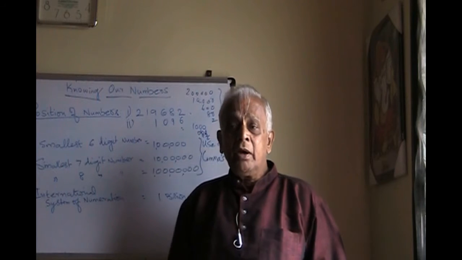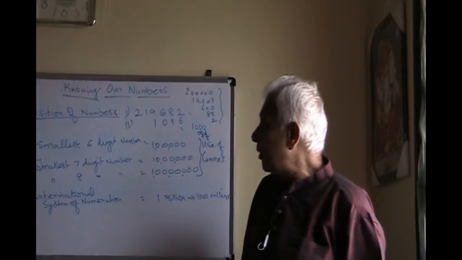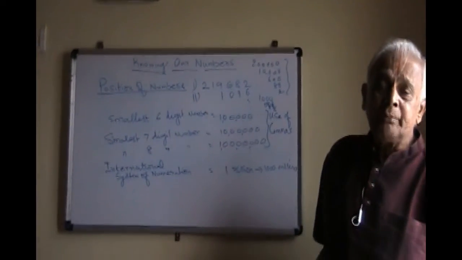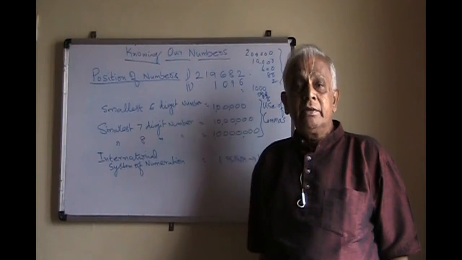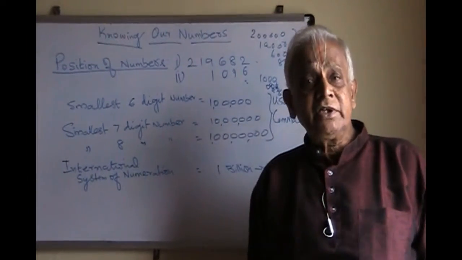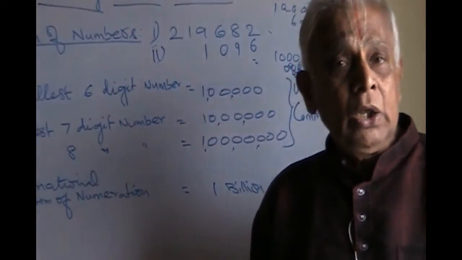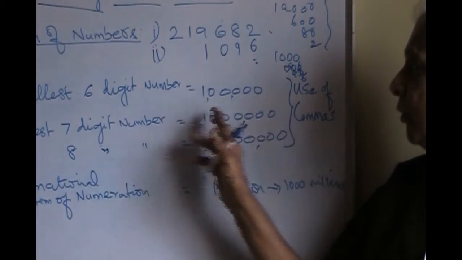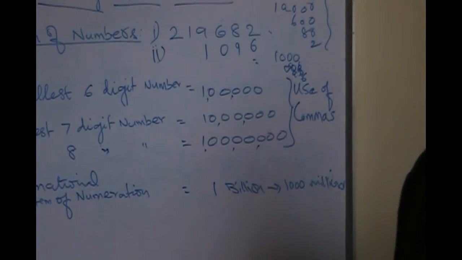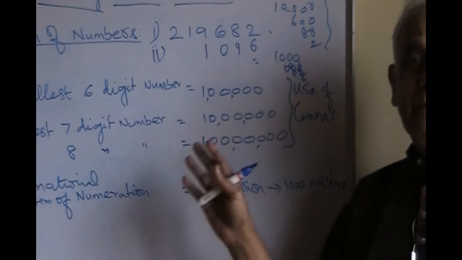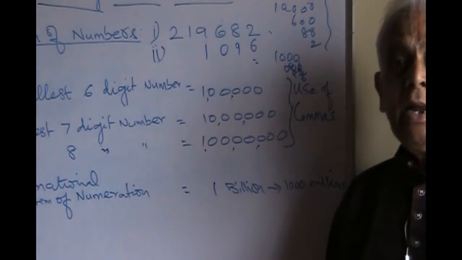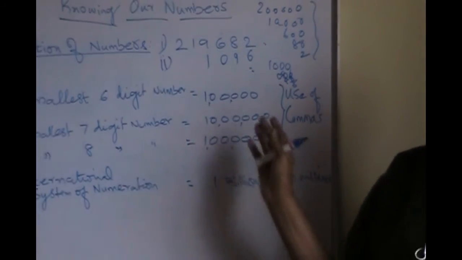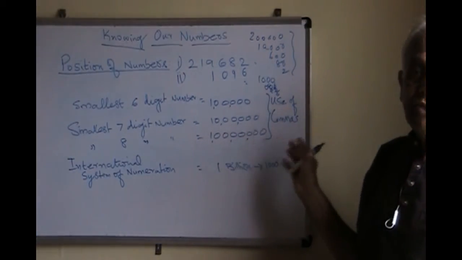Now, the smallest number in the group of 6 digits: we have already worked up to 10,000. Now see the 6-digit number. The smallest 6-digit number will be 1 lakh, which is written as 1 followed by 5 zeros. The smallest 7-digit number will be 10 lakhs, and the smallest 8-digit number will be 1 crore, which has 1 followed by 7 zeros.